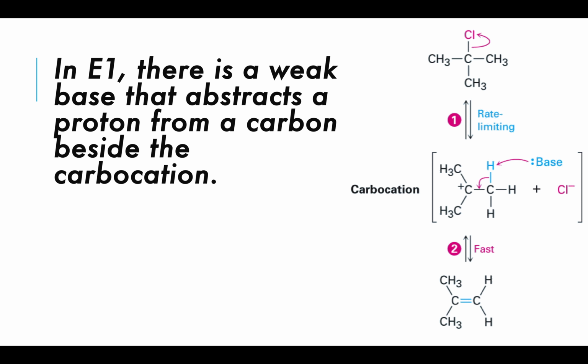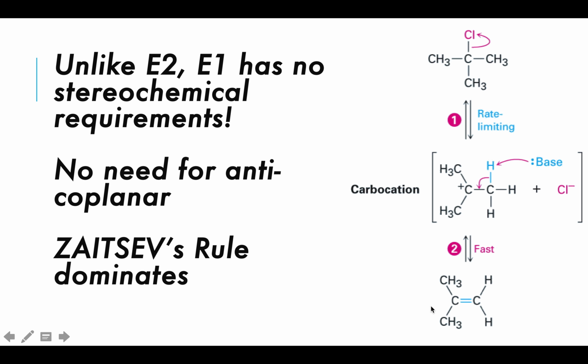So again, let's recall. Leaving group leaves on its own, creating a carbocation. But now the base, instead of attacking the carbocation as a nucleophile, will attack the hydrogen or a proton from an adjacent carbon to my carbocation and form my alkene product. Unlike E2, E1 has no stereochemical requirements, no need for anti-coplanar, anti-periplanar. At the same time, Zaitsev's rule dominates, so we always form the most substituted alkene that we can.